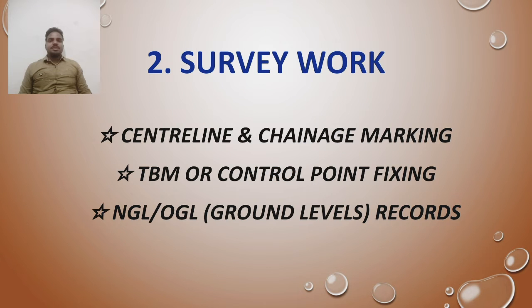Third step is survey work. Survey work is an engineering operation that involves accessing and recording details about an area of land. In this, we will discuss 3 points. First one is center line and chainage marking. Center line or controlling line is the main survey line which encloses the whole construction area.